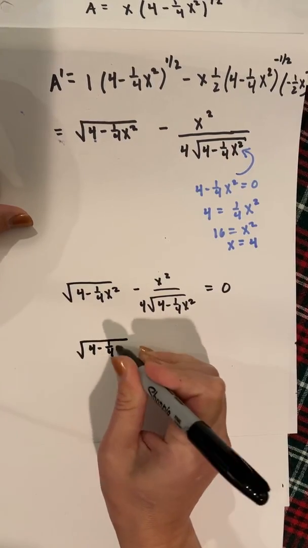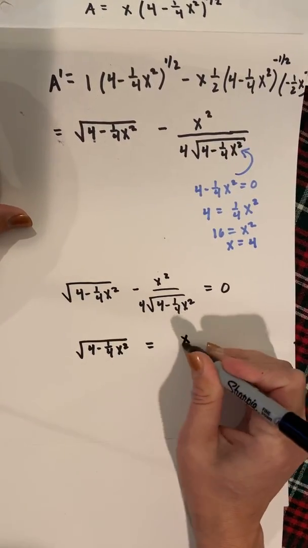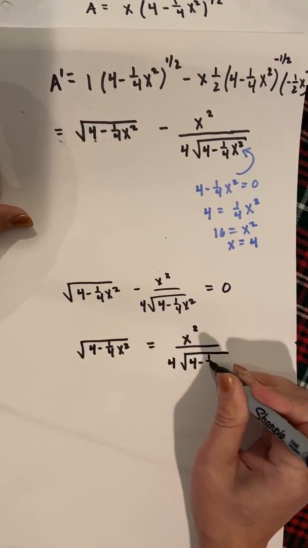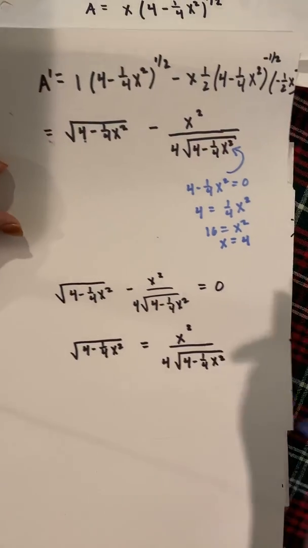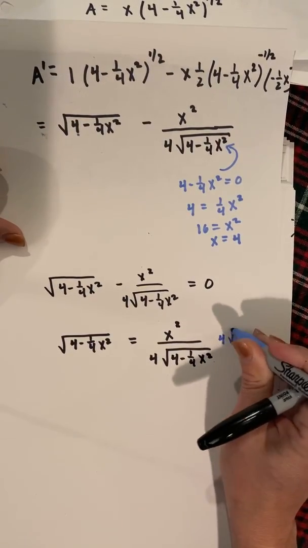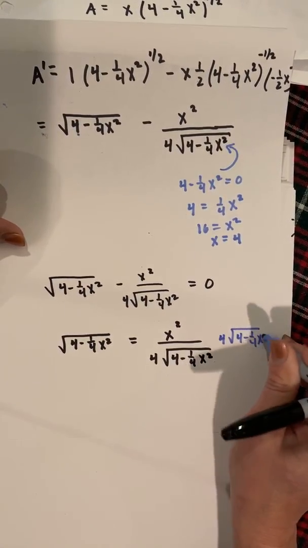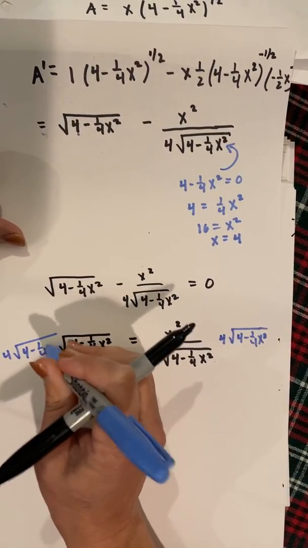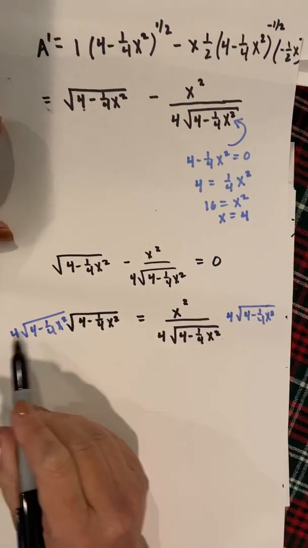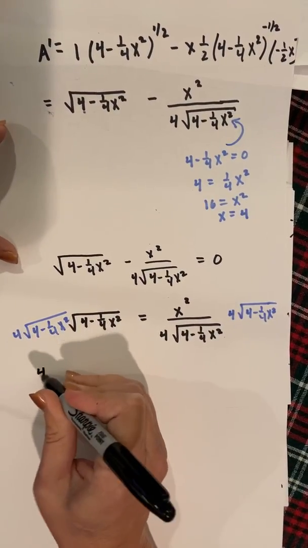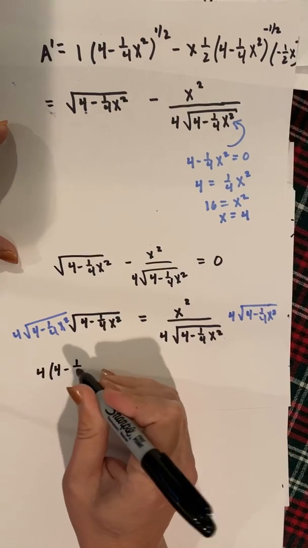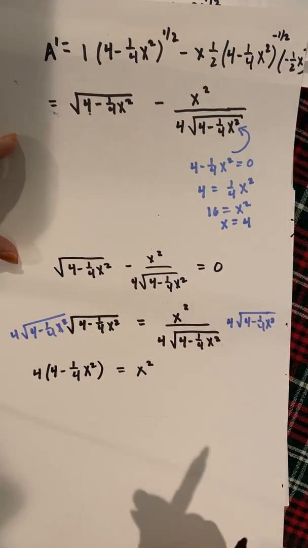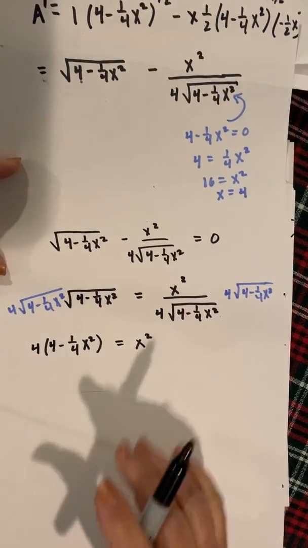4 minus 1/4 x squared equals x squared all over 4 minus 1/4 x squared. Now I'm going to multiply both sides by 4 times the square root of 4 minus 1/4 x squared to get rid of the fraction. So the square root of something times itself is just going to be 4 times 4 minus 1/4 x squared. The radicals cancel each other out. Equals x squared. This actually is not turning out to be all that horrible.